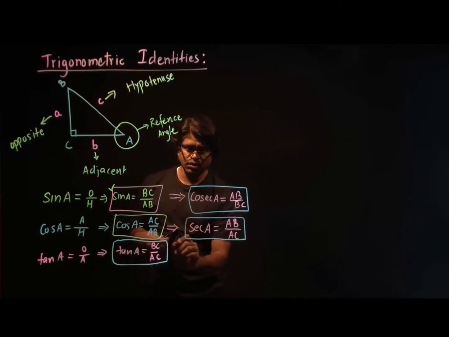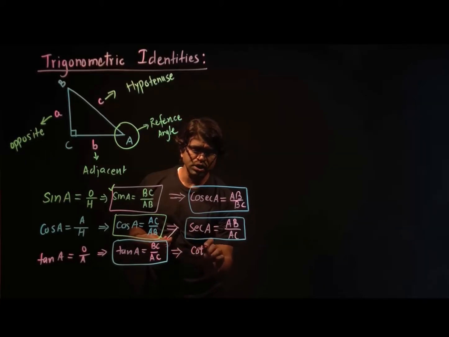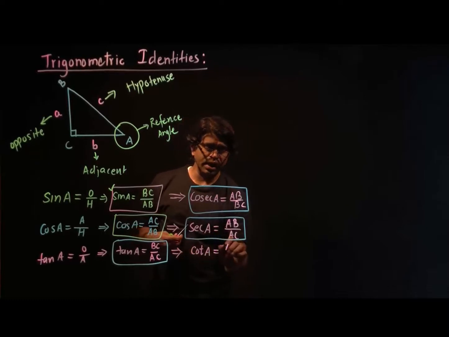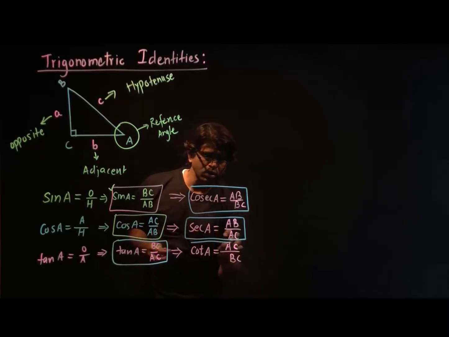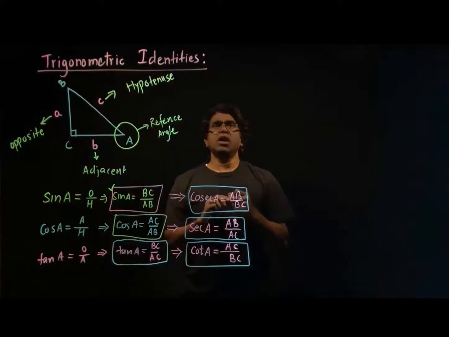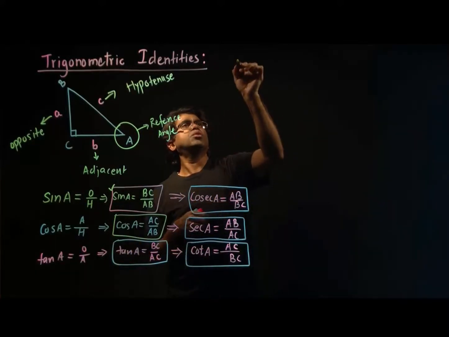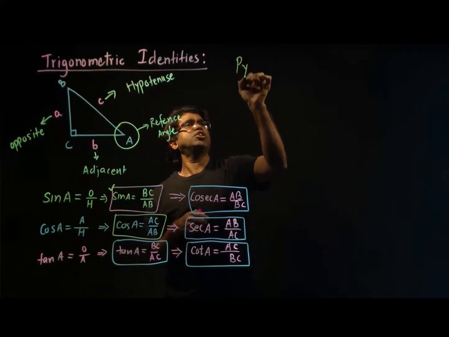And the reciprocal of tan is cotangent. Since it's a reciprocal, I can write cotangent is equal to AC over BC. And this is my cotangent. Now let's consider the Pythagorean theorem.